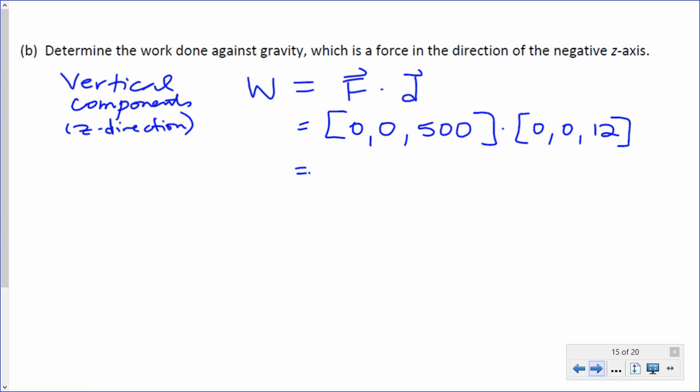(0, 0, 500) dotted with (0, 0, 12), and you would get the dot product 0 plus 0 plus 6,000, so 6,000 joules. So you're just focusing on one of the forces. That's the work just going in the vertical direction, or the z direction. Cool? So you can isolate it. And then it would be like using the y, then just pick the y's. You got it. Yeah. All right.